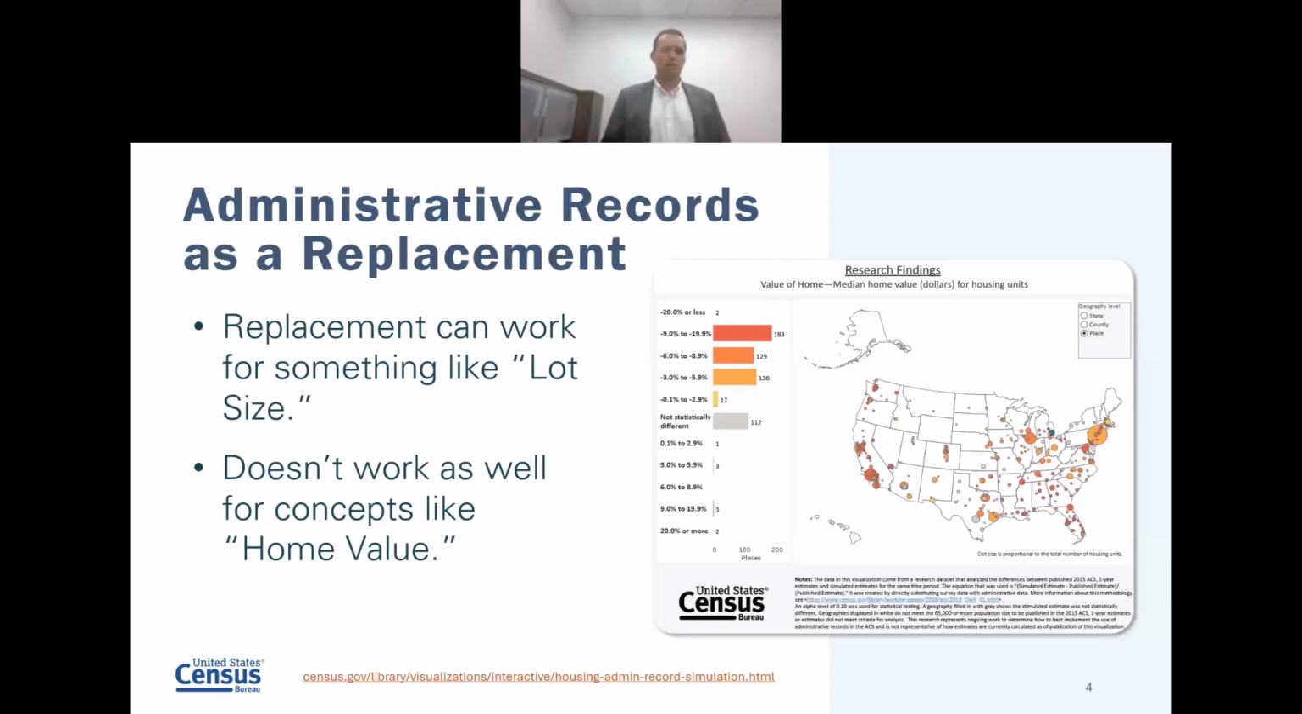But it doesn't work quite as well for concepts such as home value, where we saw major differences between the modeled estimates that we were provided and the responses that we were getting from our respondents. And so a blended data product would be great, but it doesn't really work to just replace responses for some topics.